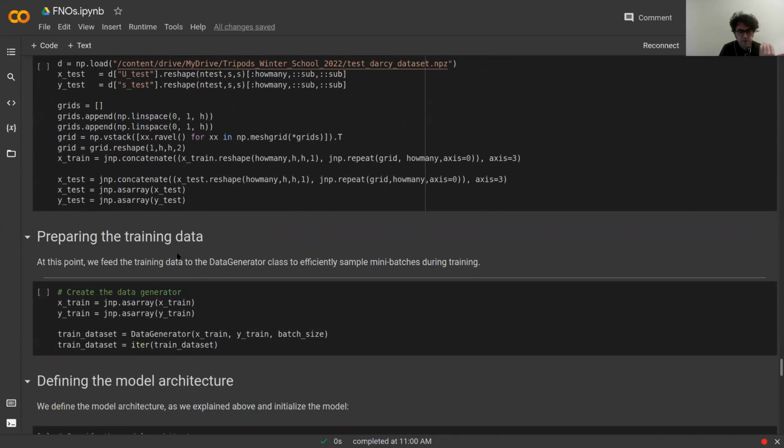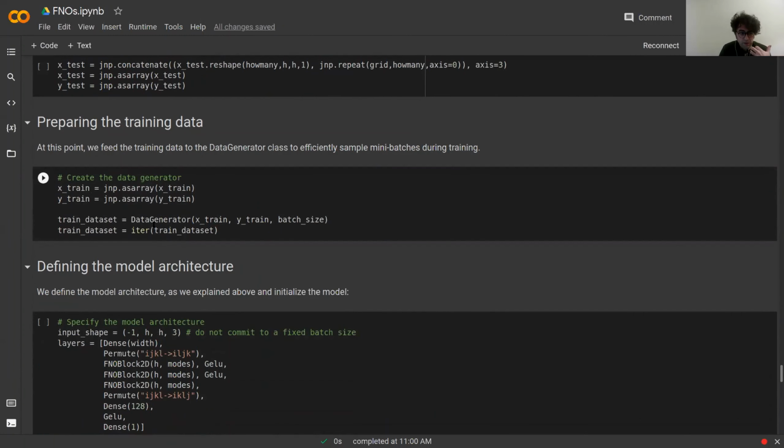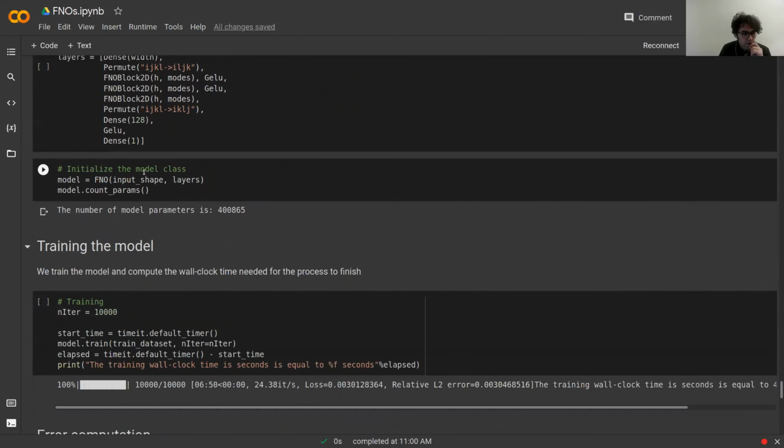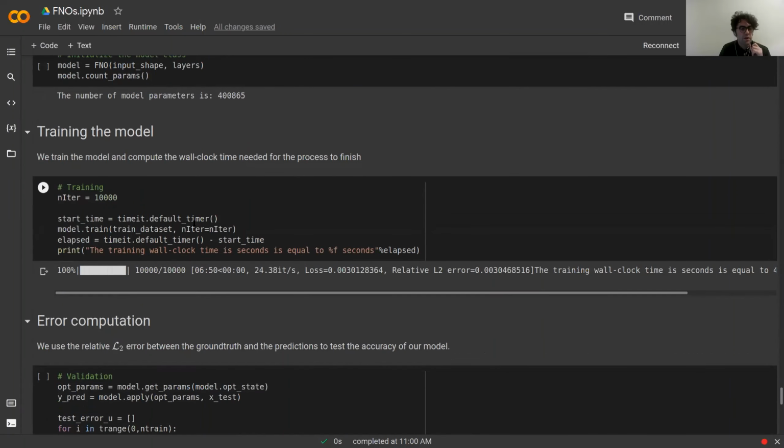Anyway, the other thing that we need to do is take our data and make them JAX device arrays, and then put them in the data generation to handle the batches. And this is how we define our model, right? Dense, permutation, blocks, blocks, blocks, activations, then permutation again, one dense to lift the dimension even more, and then GELU, and then project it back to the dimension of your output. This is how they define it in their paper, and their code is on GitHub. This is the way that we did it. So here we define the model, we count the parameters, and then we train the model.